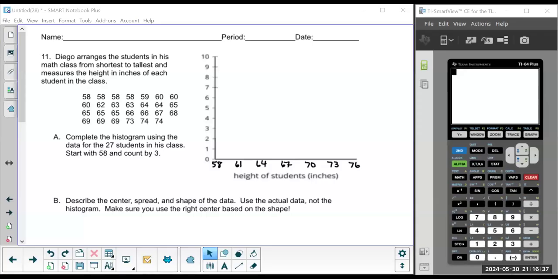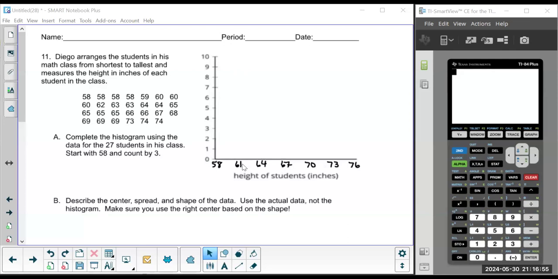All right, last question, 11. Diego arranges the students in his math classroom shortest to tallest and measures the height in inches of each student in the class. Complete the histogram using the data for the 27 students in his class. Start with 58 and count by 3. The graph is already set up for you, so 58, and then we're counting by 3.